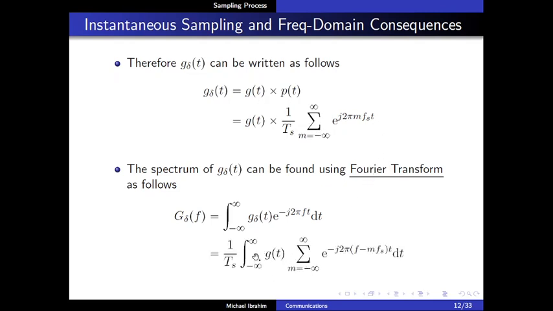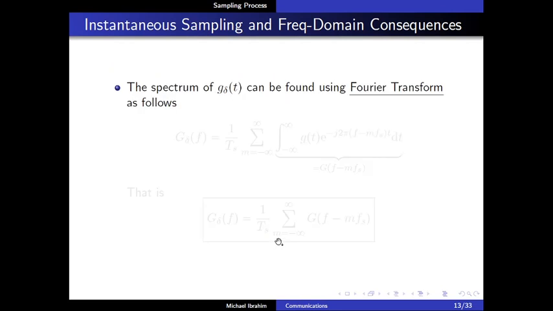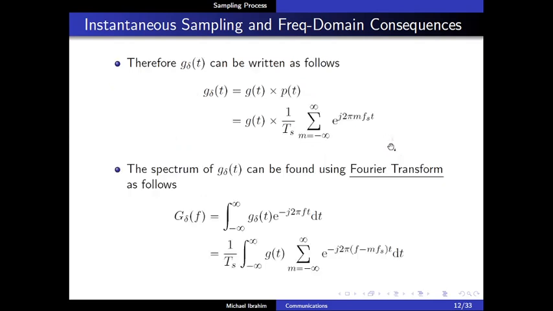So we have a summation and an integration, and the usual trick is to interchange the integration with the summation. If we take the summation to be outside and the integration to get inside, you'll get this form: 1 over Ts summation from minus infinity to infinity, integration of g of t e to the negative j 2 pi (f minus m fs) t, where we have combined the two exponentials: the exponential from the Fourier transform definition and the exponential from the Fourier series expression we had before.